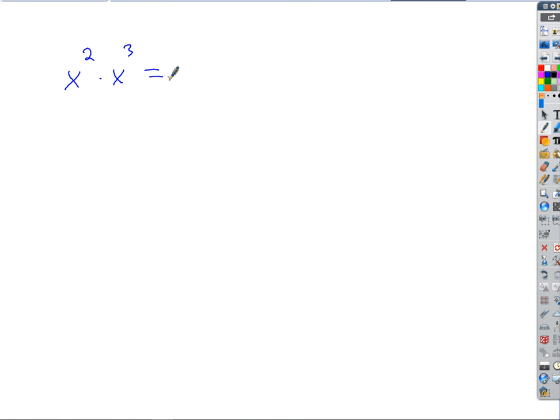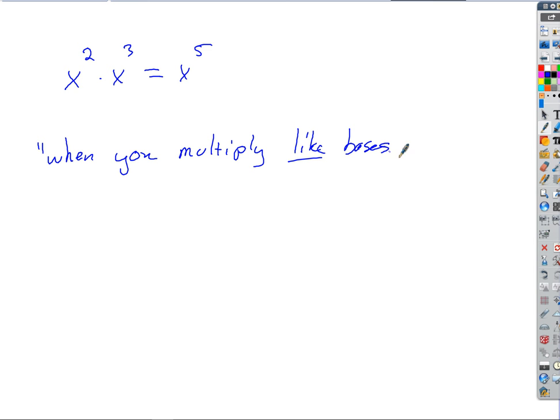Here's how we can remember that. This is called a product of powers. I don't care if you remember what that's called, but here's what I do want you to remember. You fill in the blank: when you multiply like bases, you add the exponents, right? So that's what we want to remember. So what do we mean by like bases?